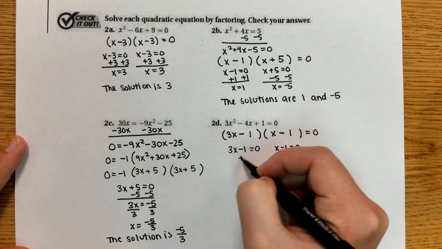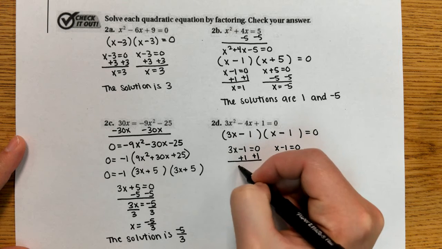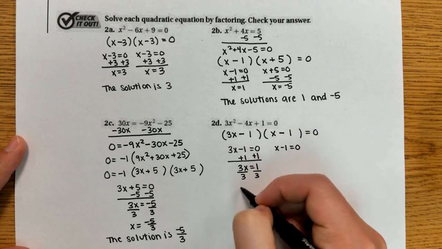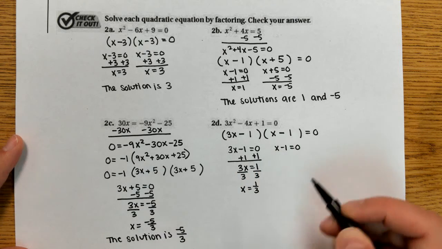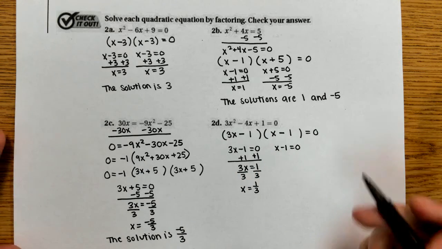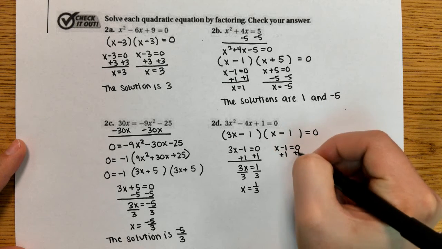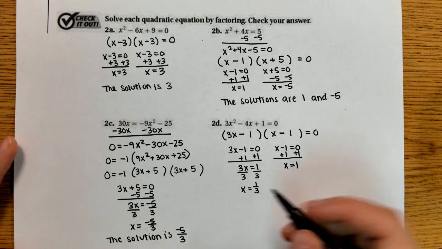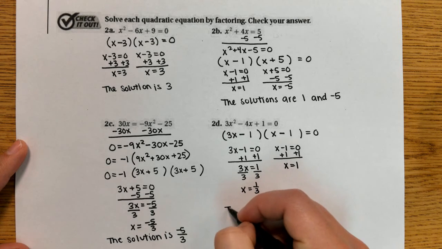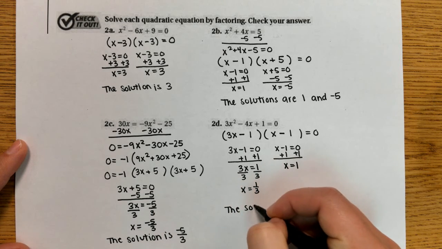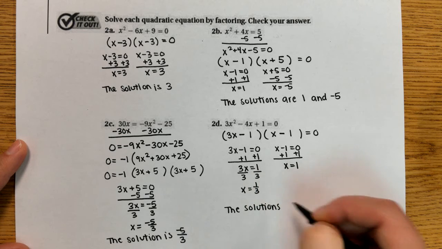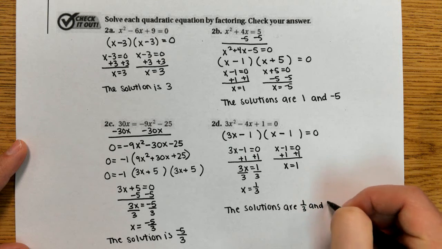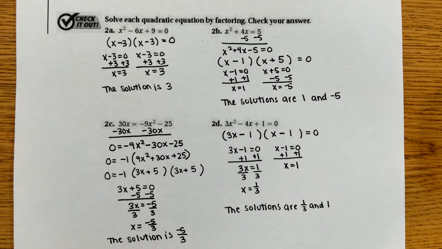For this one, I'm going to add 1 to both sides to start. So I get 3x equals 1. Divide by 3 to get x equals 1/3. For my second equation, x minus 1, I'm going to add 1 to both sides to get x equals 1. So this time I have two solutions, I apologize. So the solutions are 1/3 and 1. Okay, so I have two solutions.